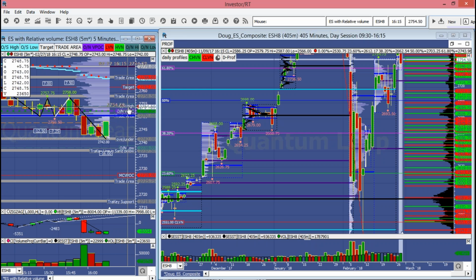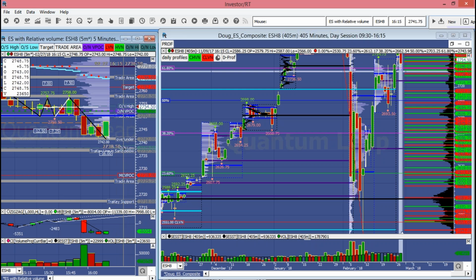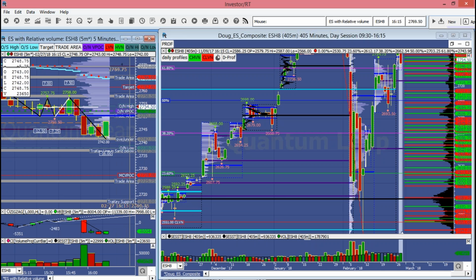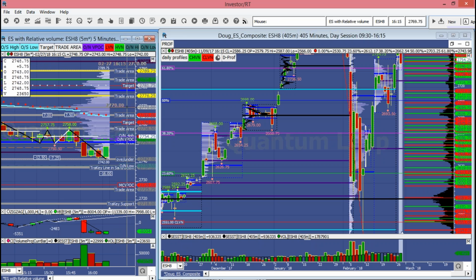Hypo 2 is an open auction in range, a push down into the 42 to 38. Find buyers, rotate us up, and I'm targeting the 2770 and a close up back here in the 60s on Hypo 2.